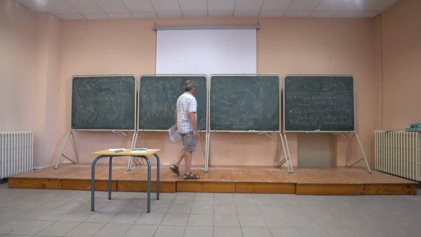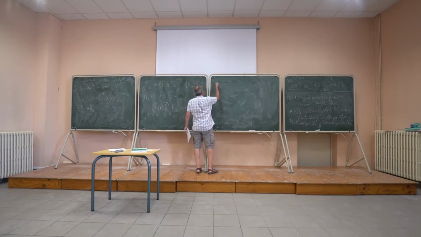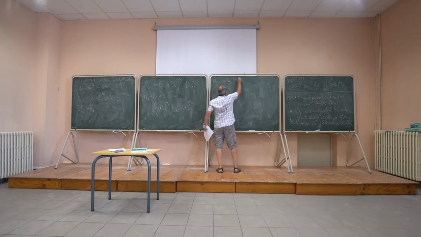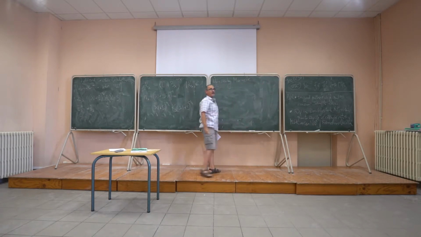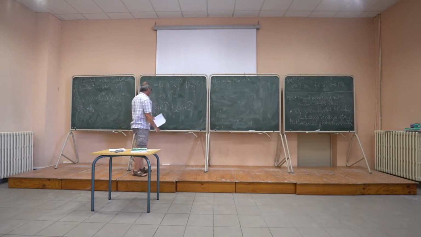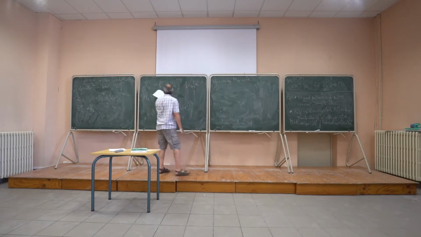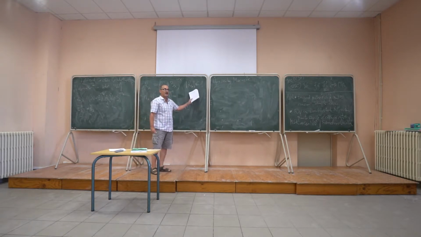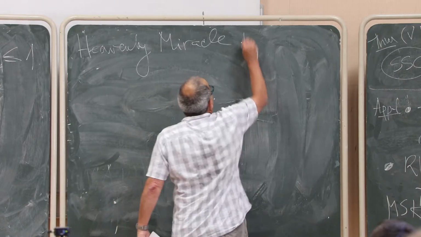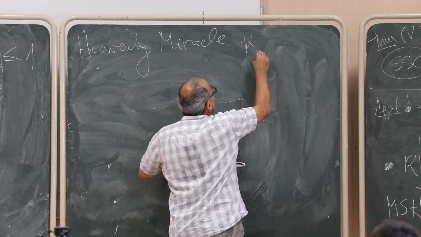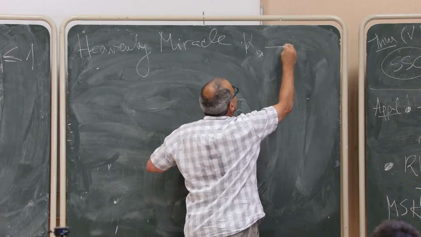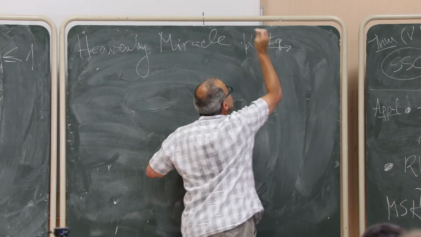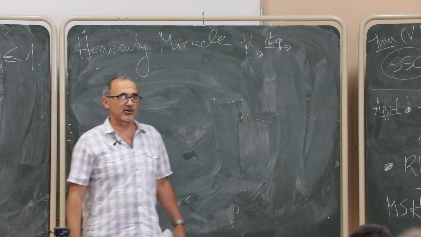if by some heavenly miracle it happens that K sub lambda, no matter how you play with the lambda, stays finite, stays bounded, and K sub lambda converges in the strong operator topology.